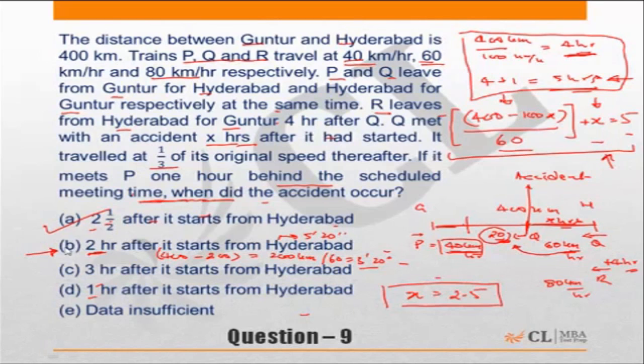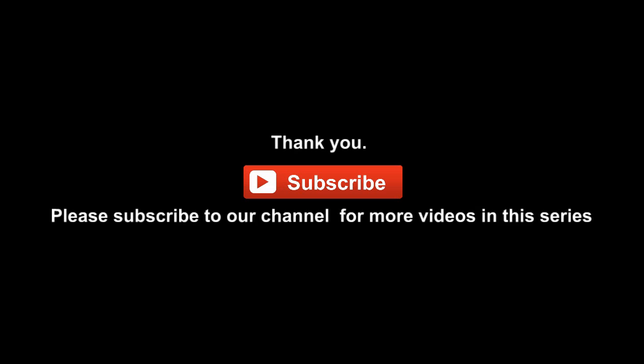It has to be more than 2 hours after start. Why more than 2 hours? Because if the accident occurs later, they will be able to meet slightly earlier. So my answer cannot be choice B. It can also not be choice D. It has to be more than 2 hours, and data insufficient in any case is incorrect. Out of the remaining two choices, C and A, you can choose which one to check. If that satisfies, that's the answer. Otherwise, the other choice becomes the correct answer.